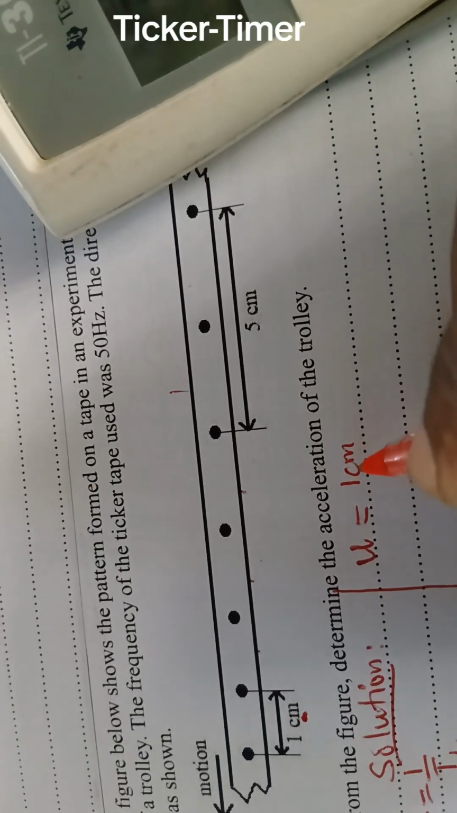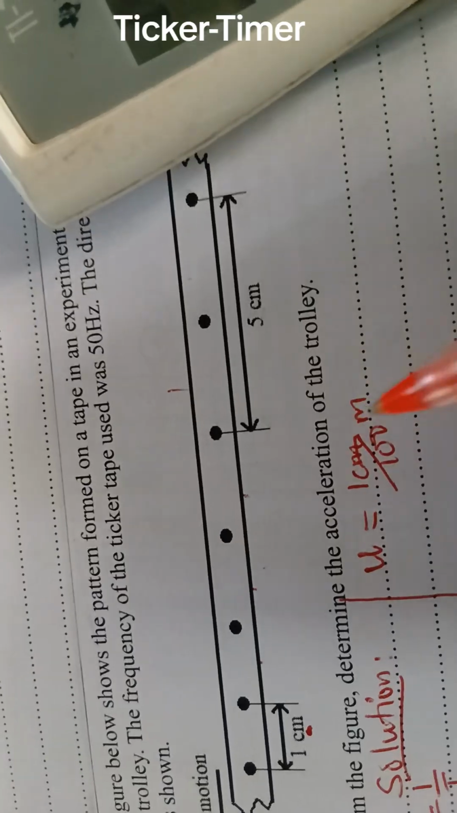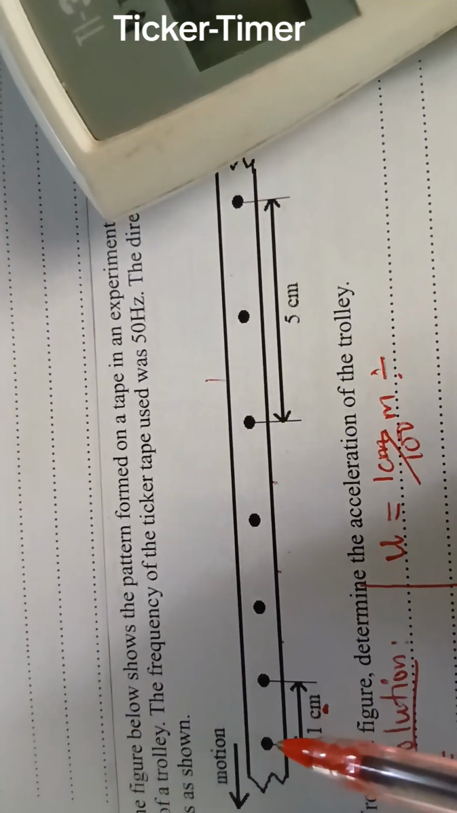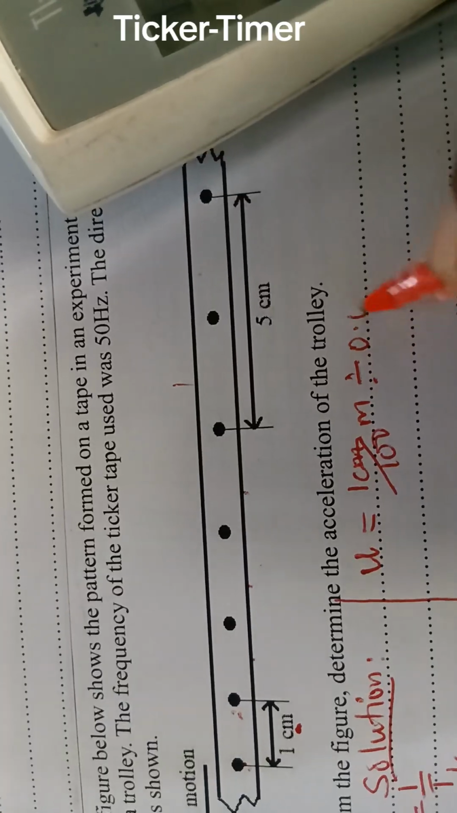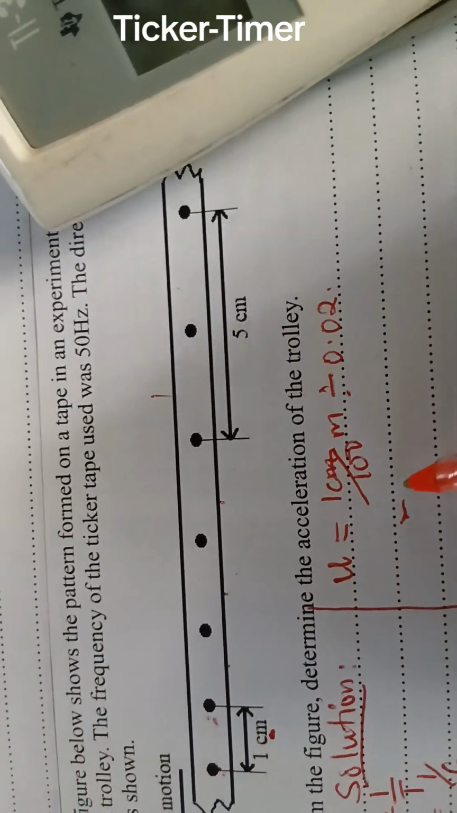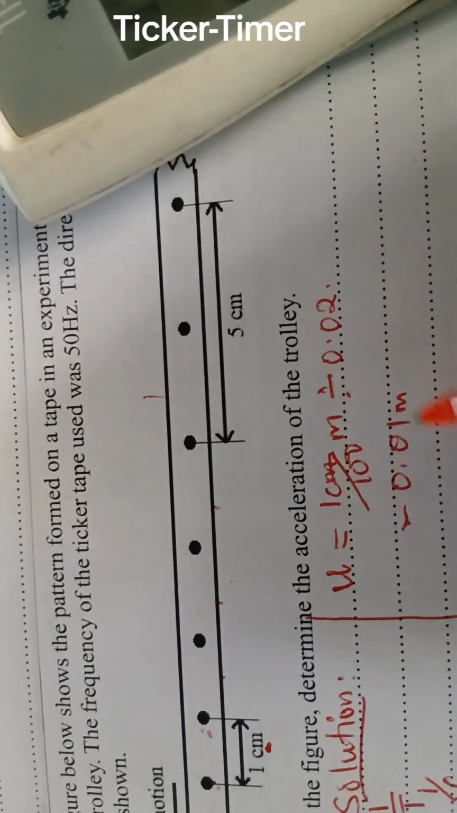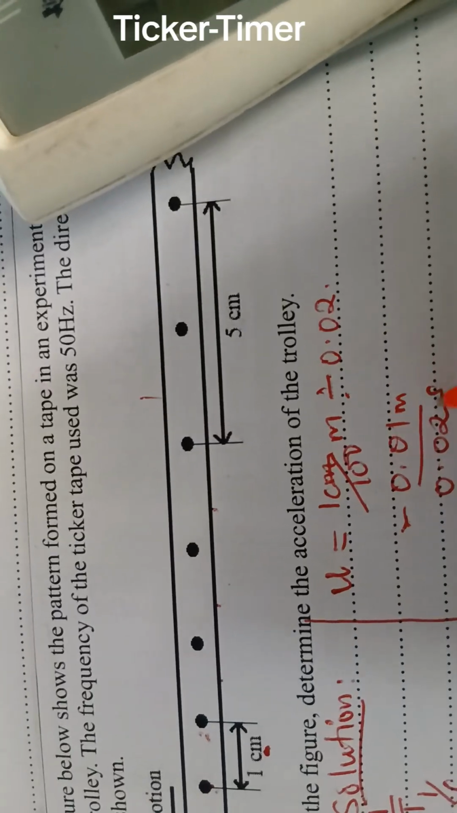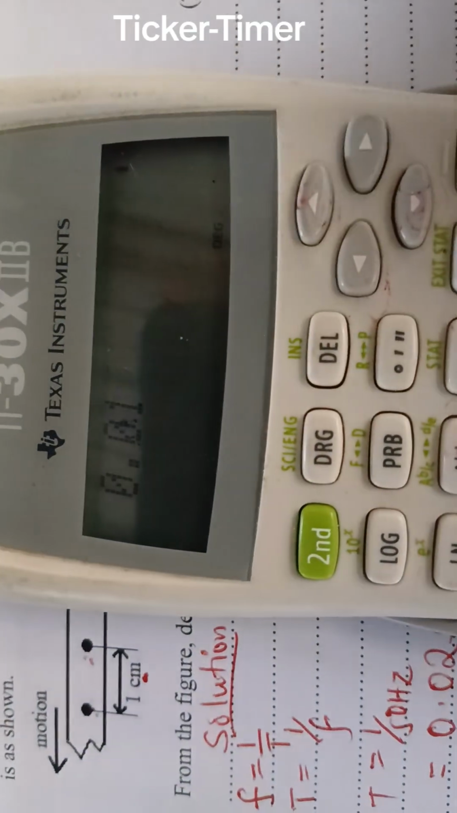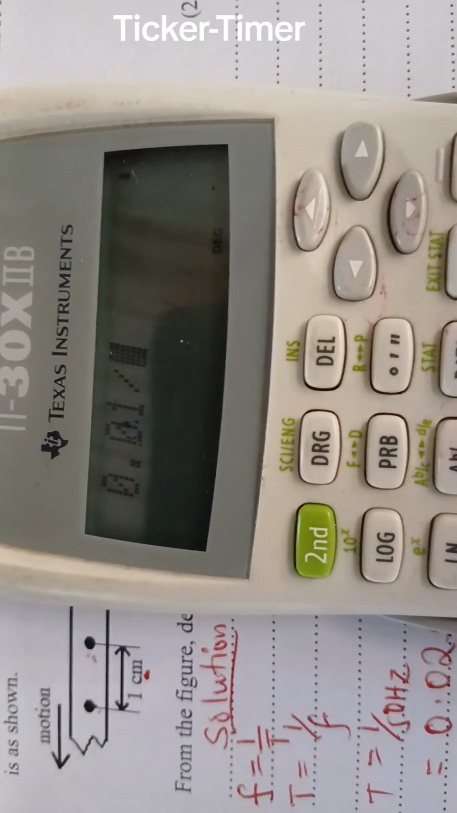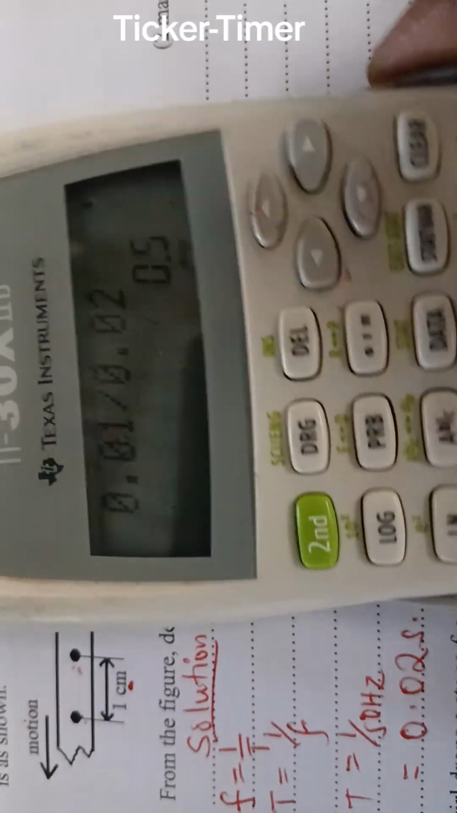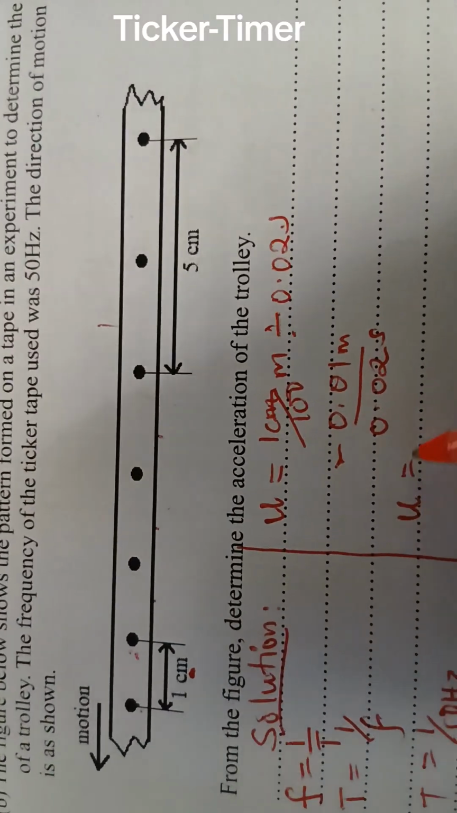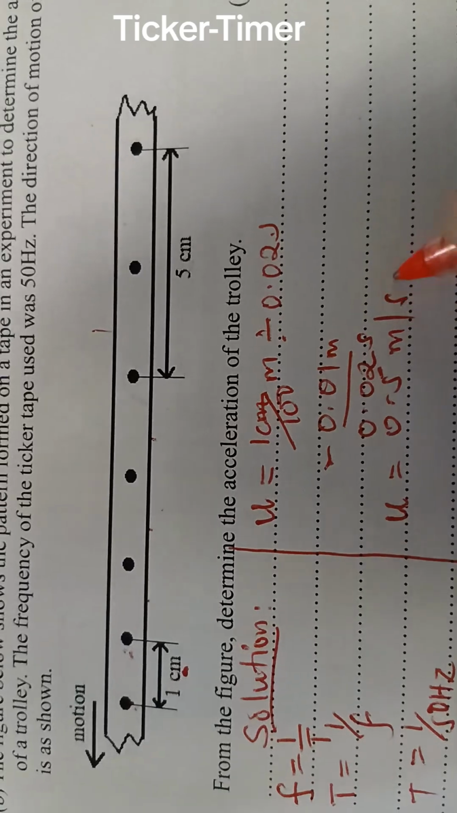So our initial velocity u will be given as the distance, which is 1 centimeter. We can convert it to meters, so we divide by 100. Then we divide by the time taken between the two successive dots, which is 0.02. So if you work it out, that is 0.01 meters divided by 0.02 seconds. Again using our calculator, 0.01 divided by 0.02 should give us 0.5. So our u is 0.5 meters per second.